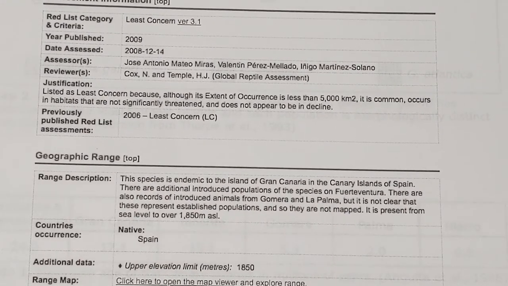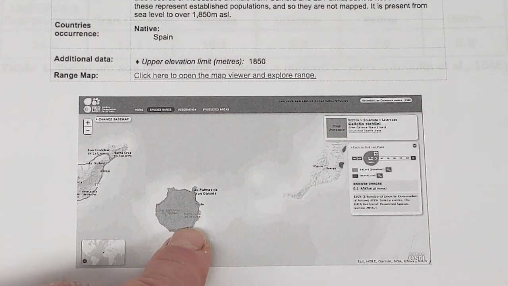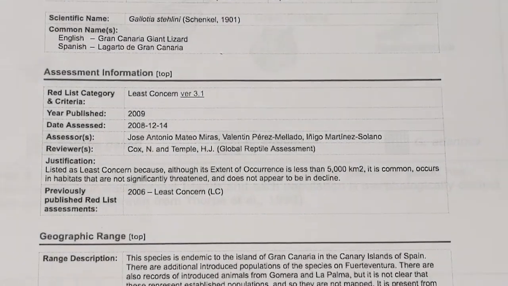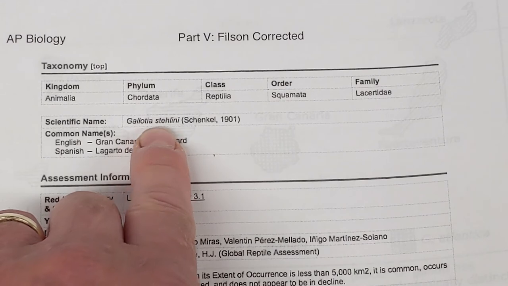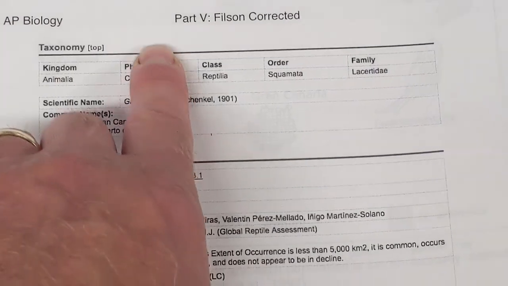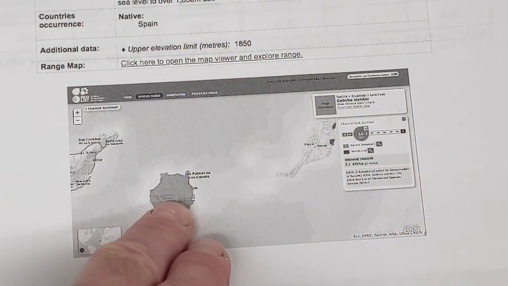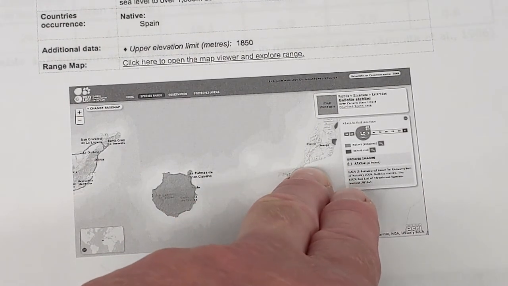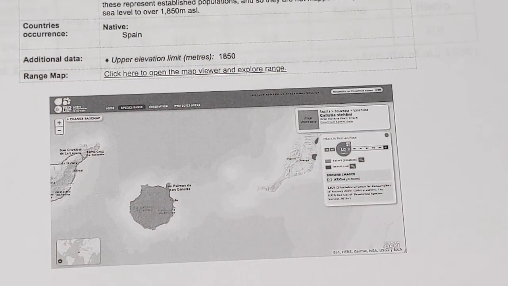So look at that. Endemic to the island of Grand Canaria in the Canary Islands. Grand Canaria. But wait, isn't that Atlantica? No? It is Stellini. Stellini is in Canaria. So what that means is I have to go from the mainland to Canaria, and then Canaria back to Lanzarote and Fuerteventura, and then over to Tenerife. So it's all messed up now.